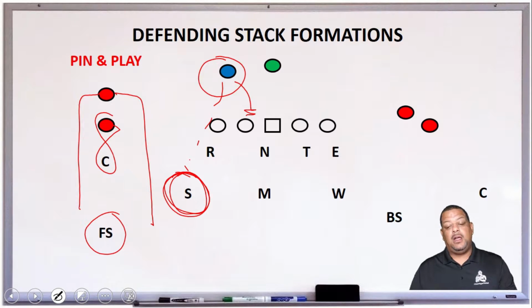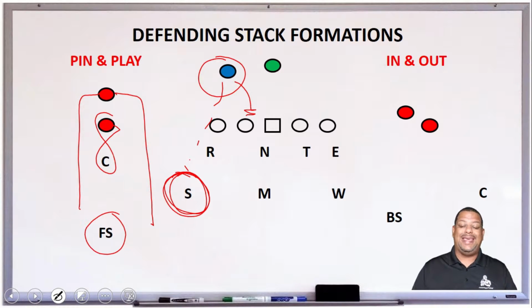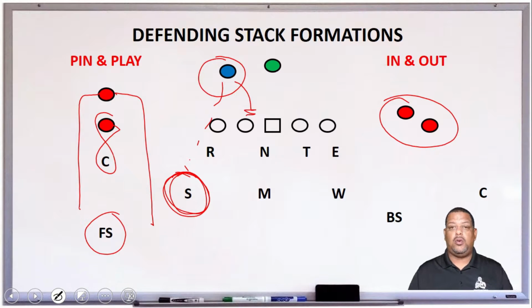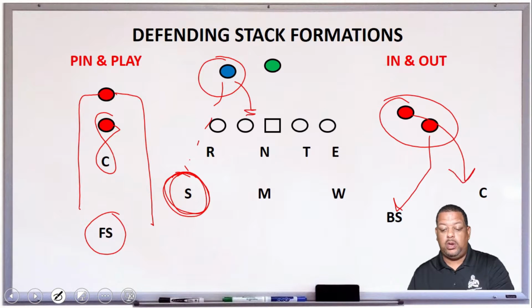All right, let's look to the other side. We're going to play in and out. And in and out is very simple. We're going to let these 2 receivers declare where they want to go. Once they declare where they want to go, then we'll play man on them. Let's say, for example, if they wanted to run here in a post, and let's say the guy wanted to wheel around. Well, just that simple.